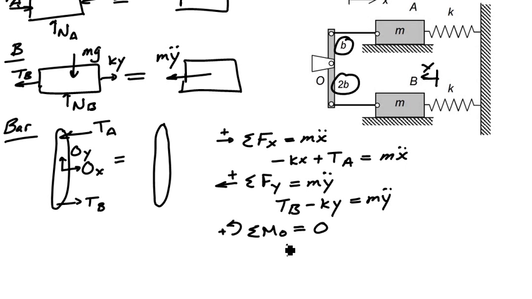Well, TA will create a positive moment, and its moment arm will be distance b. And TB will also create a positive moment, and its moment arm length will be 2b. And that'll equal 0.